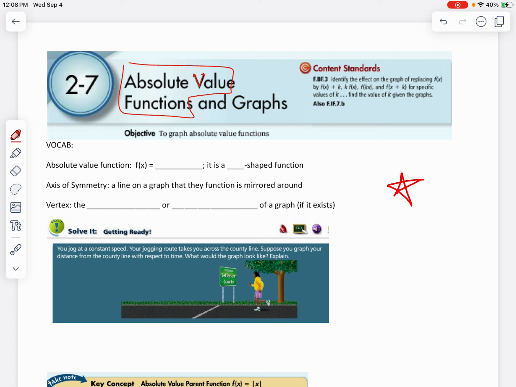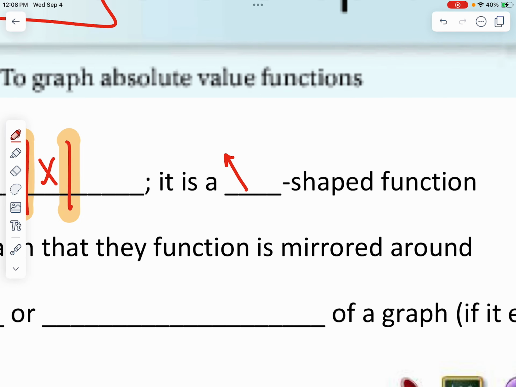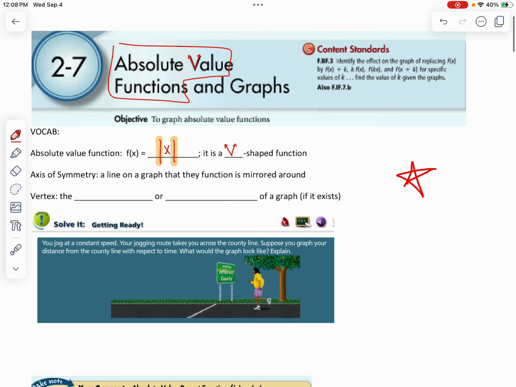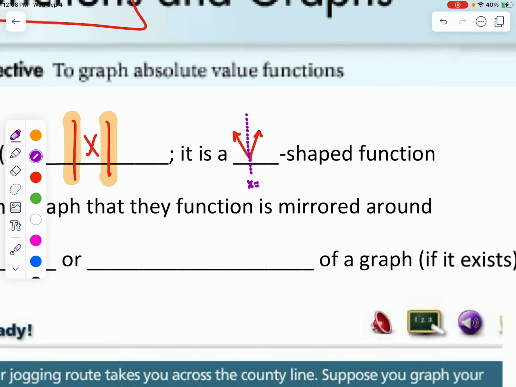An absolute value function, f of x equals, very basically, the absolute value of x. Those are not ones, those are absolute value signs. It will take a shape of a v once it's graphed. The axis of symmetry is the line that the function is going to be mirrored around. So let's say right here, the axis of symmetry will be right there. It's an x equals line. It'll be x equals a number that your v will fold around.